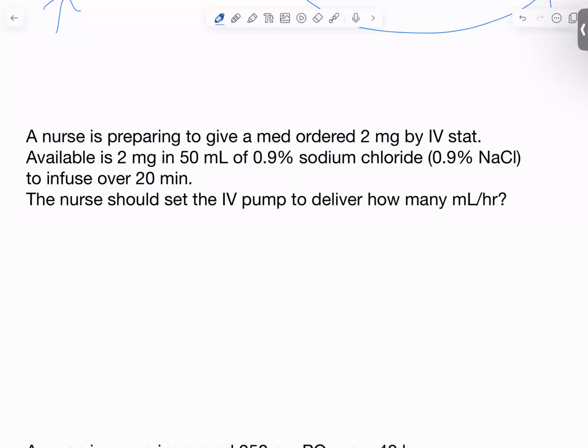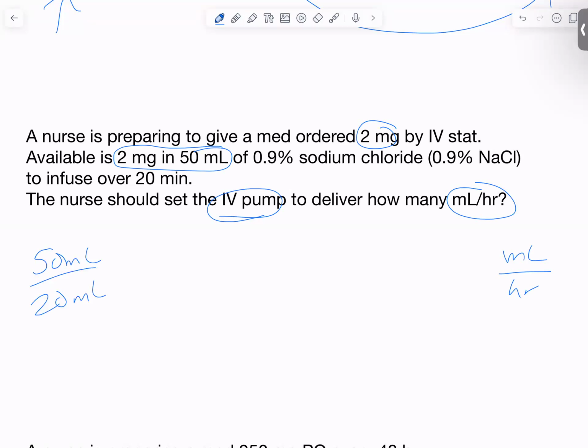We don't want any confusion. So the doctor ordered a med. It's going to be 2 milligrams. You're going to give it stat. It's in a 50 milliliter bag is what it's telling you. So you're going to use a pump and you need to solve for milliliters an hour. So you have to figure out an infusion rate. So volume over time. So it's 50 milliliters in 20 minutes. It's basically saying there's 2 milligrams in that little tiny 50 milliliter bag, and you can run it in 20 minutes. Great. But the pump you're using is milliliters an hour.